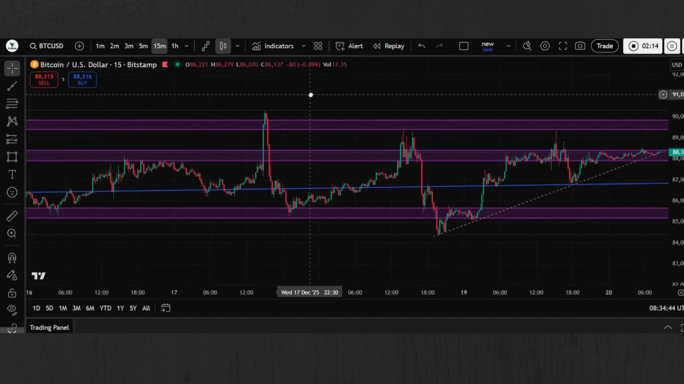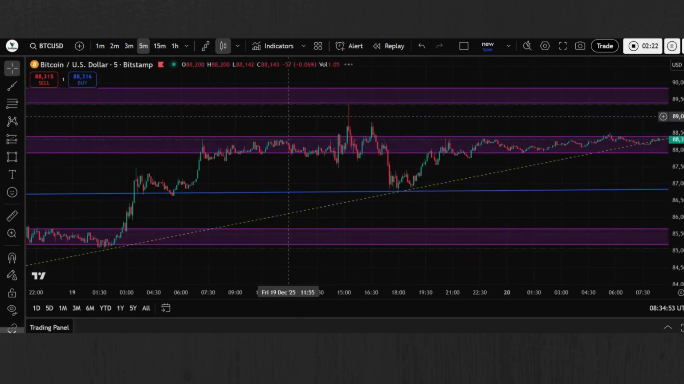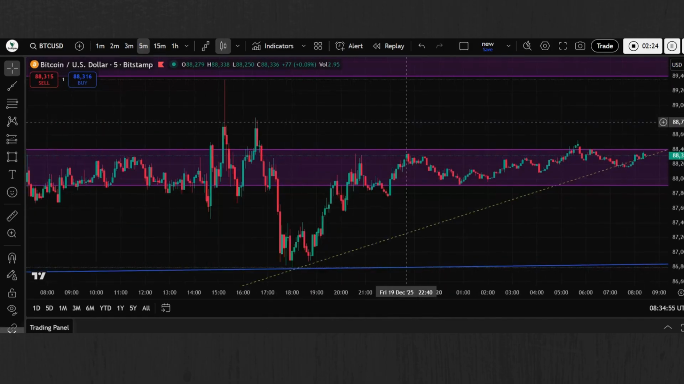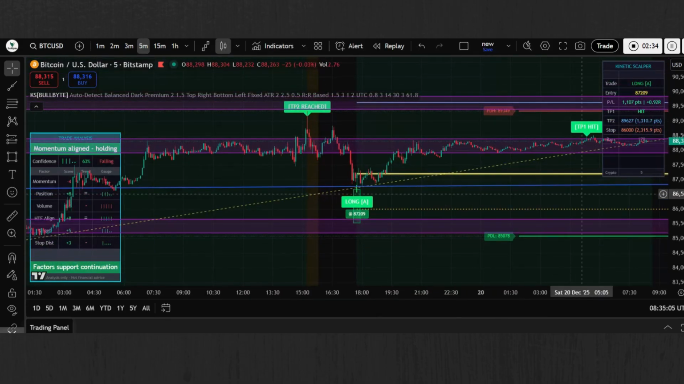Notice I'm not cluttering my chart with 50 lines. I'm being selective. Only the levels that matter. The levels where institutions have shown their hand. Alright, now comes the fun part. We've done our homework. We know where support and resistance is. We know the trend. We have context.